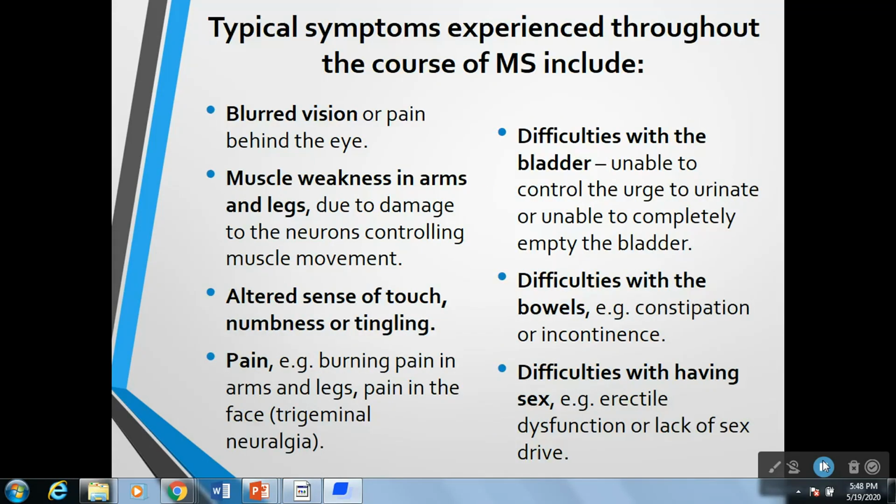The next couple of slides, I'm going to go over the different symptoms that patients with MS could exhibit. Blurred vision, of course, even some pain behind their eyes, muscle weakness. Remember, that's all due to the myelin sheath being destroyed. Altered sense of touch, numbness and tingling. They may experience some pain. With the bladder, they either can't control the urge to urinate or they can't completely empty their bladder. With their bowels, they could become constipated or have incontinence. They could have some erectile dysfunction or even lack of sex drive.